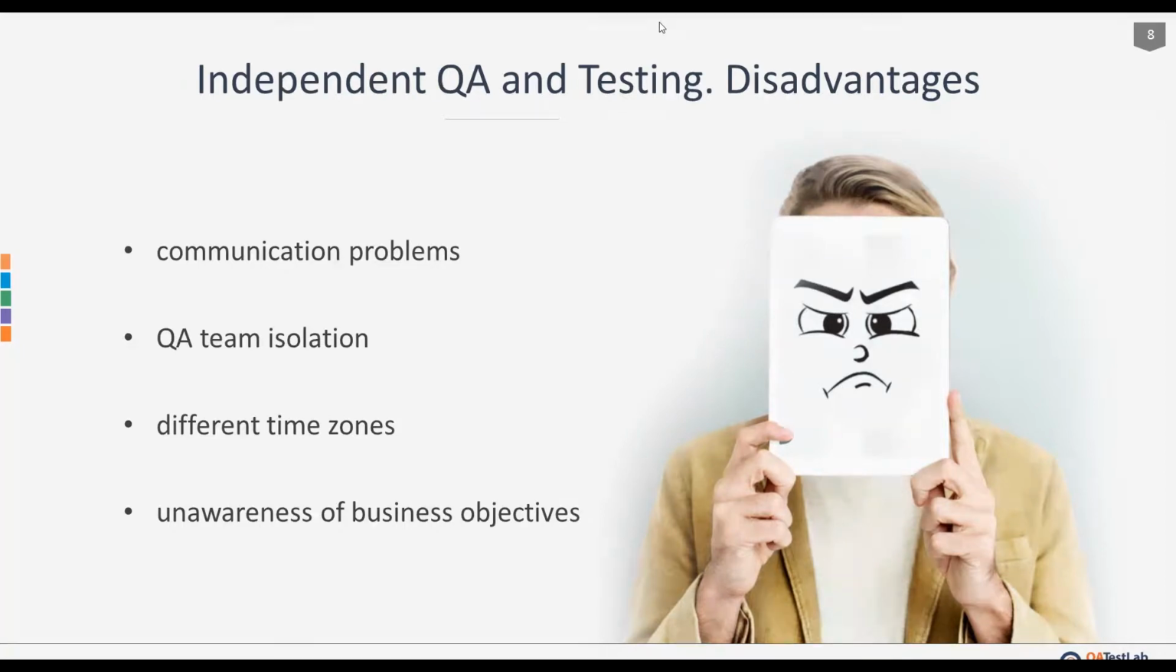Okay, an independent team is not utopia. It also has some disadvantages, such as communication problems, QA team isolation, different time zones, unawareness of business objectives. Isolation from the development team can sometimes lead to outdated documentation references. Yeah, it's a common problem. The independent test execution is normally the last stage and affected by any delays early in the process.